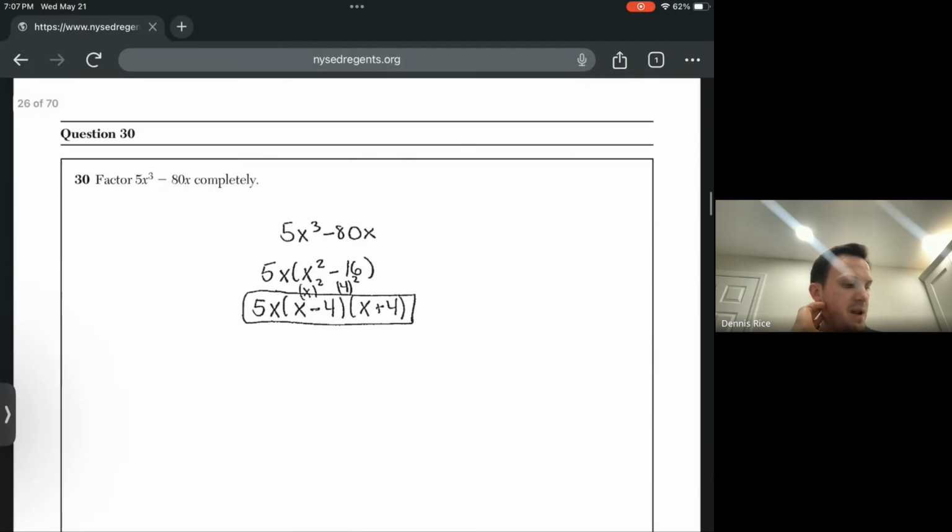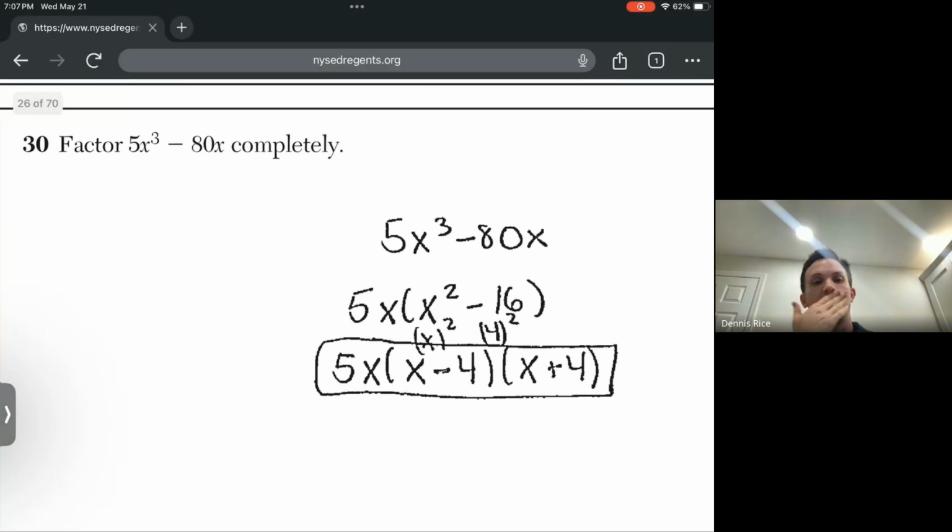Okay, the next one, factoring completely. We said anytime a question says factor completely, that's a red flag, that's a hint. You should be factoring more than once, okay? You only have one move to start. You start with a GCF.